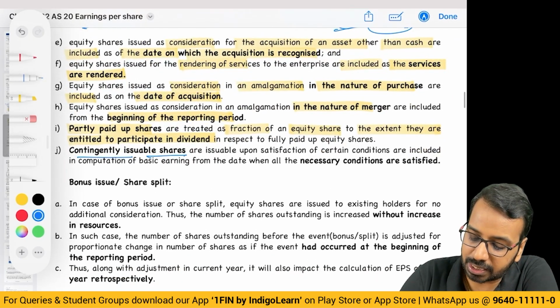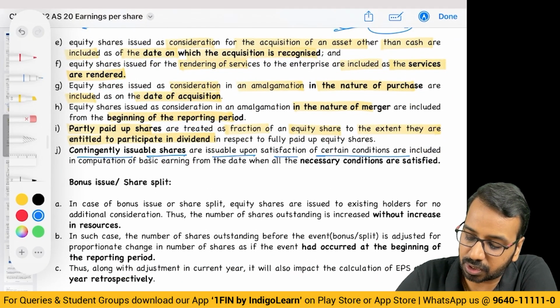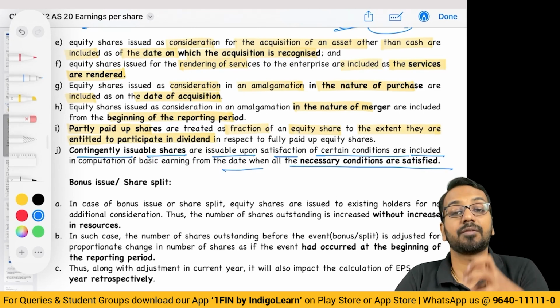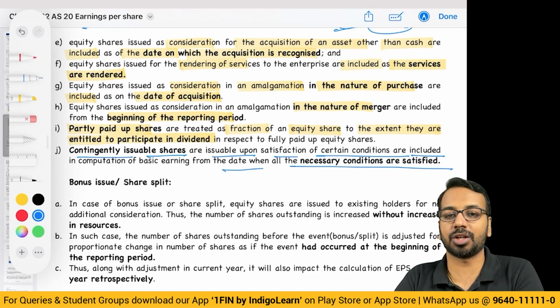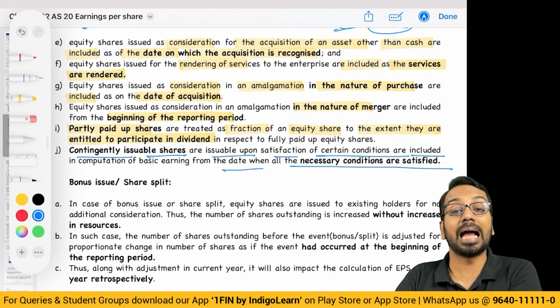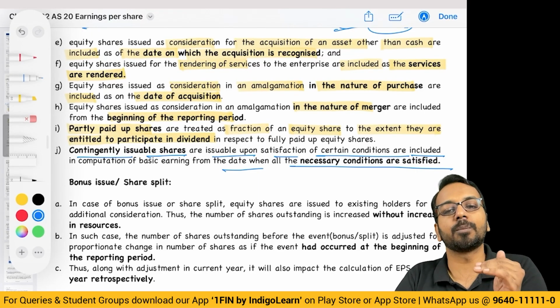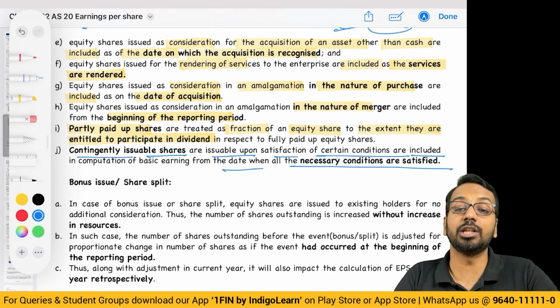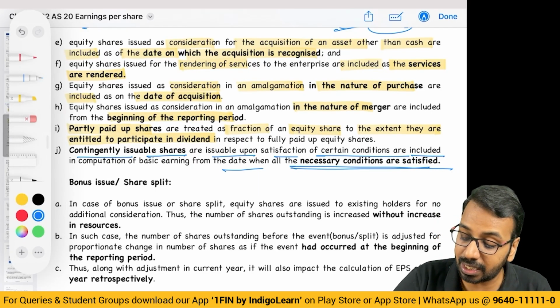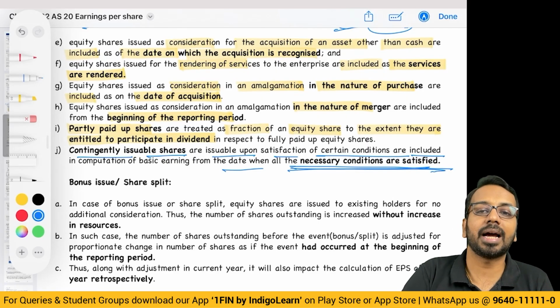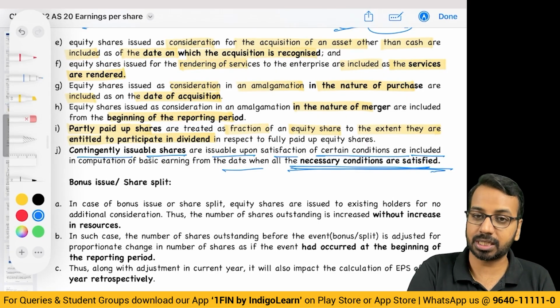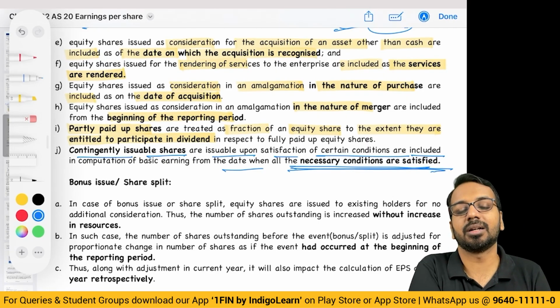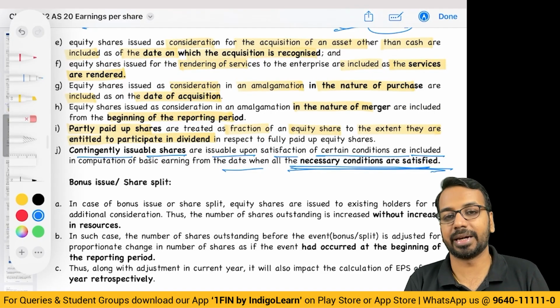Contingently issuable shares, which are issuable on satisfaction of certain conditions, are included from the date when the conditions are satisfied. For example, I have acquired a business and I have told them that if your business makes profit of so much amount, then I will issue you more shares. The date when the conditions are satisfied, on that date I become liable to issue the shares. From that date I will consider for calculation of weighted average number of shares.